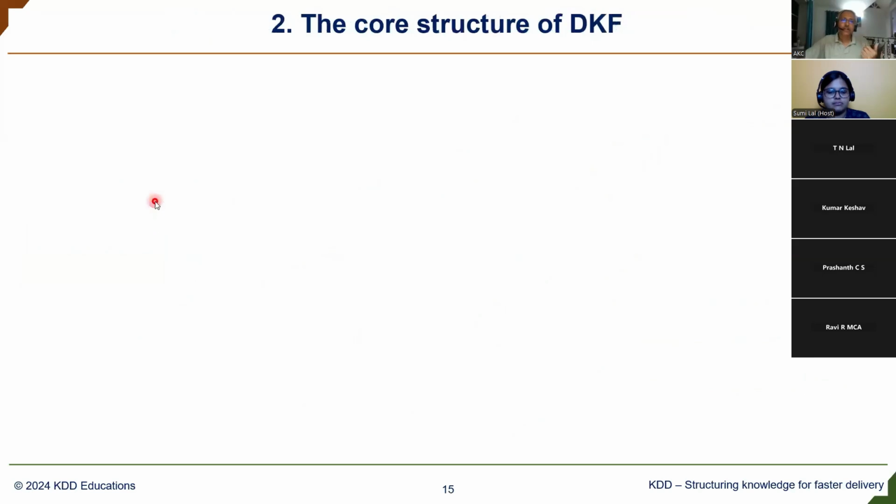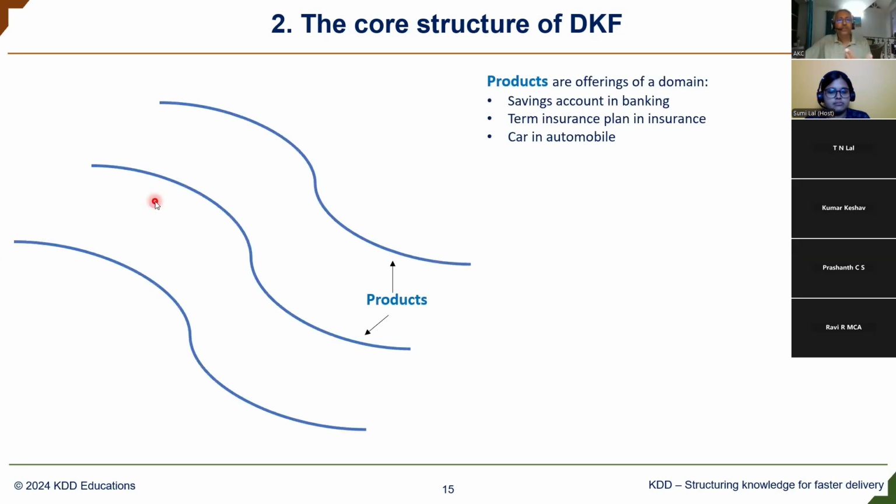Second is the core structure of DKF, and this caters to the inherent knowledge part. Here it starts with the product. Every industry will have a product, right?